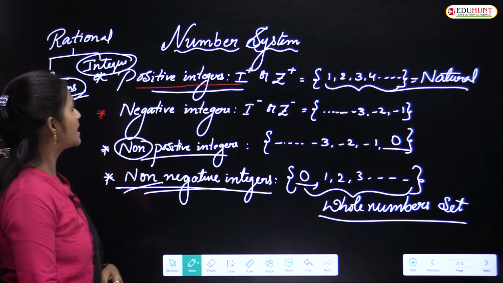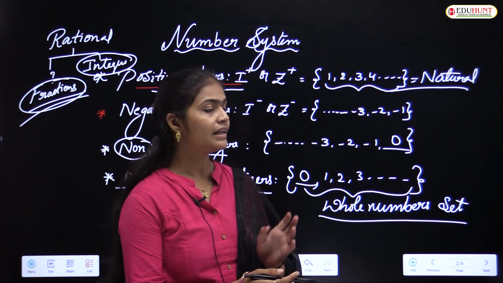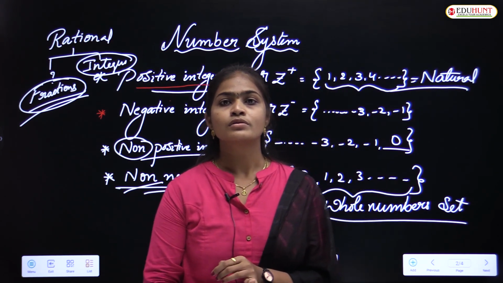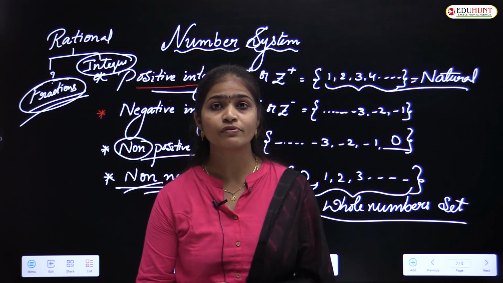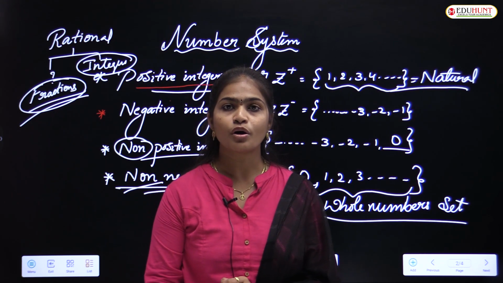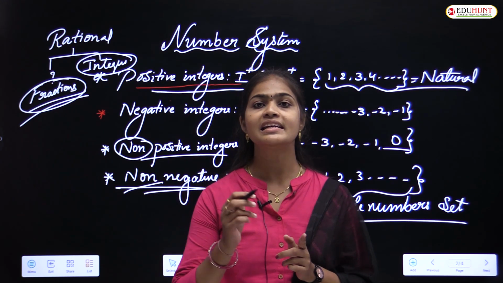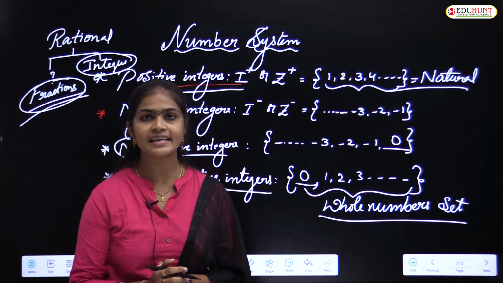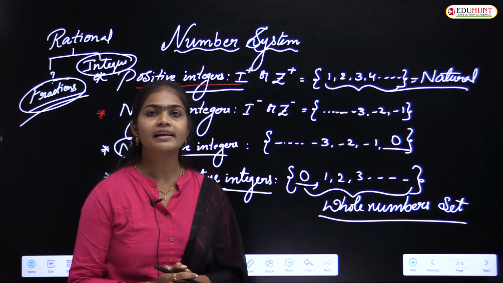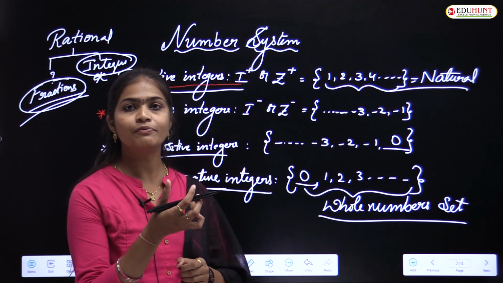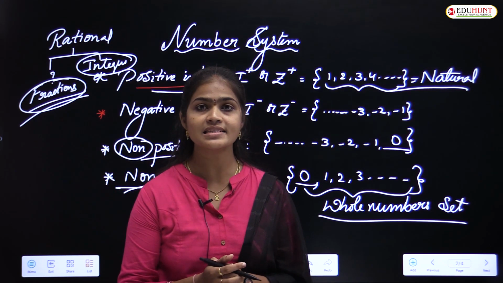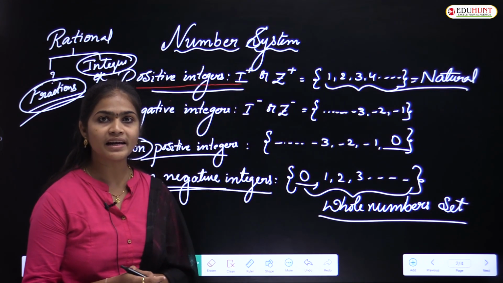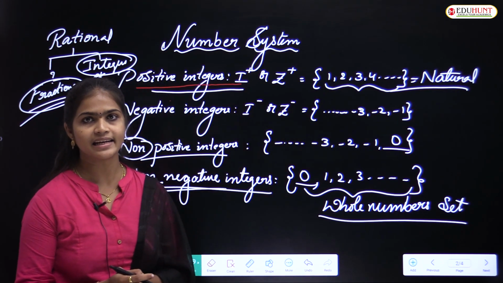Once again, I will revise integers. I am asking you, what is the definition of integers? The set of positive natural numbers and negative natural numbers including 0 are called integers. The word integers came from the German word Zahlen. That's why integers are represented by the letter I or Z.